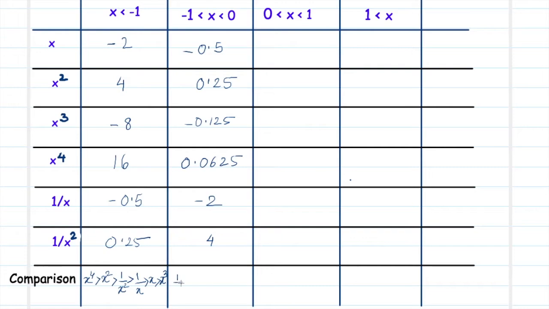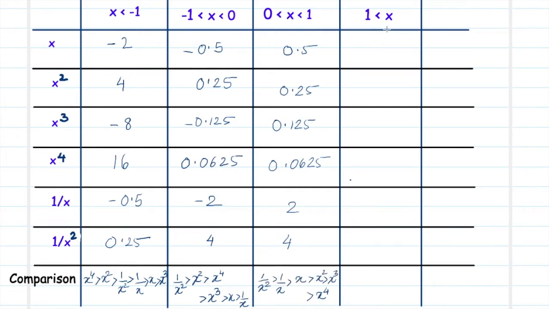So the comparison goes somewhere around: 1 by x square is greater than, what is the next positive number, x square, which is greater than x to the power of 4. So these are the positive numbers in the line. And now let's look at the negative numbers. The next we have x cube, which is greater than x, and then 1 by x. So similarly for 0 and 1 we have an entirely different range. And for the range x greater than 1, let's take x equal to 2.